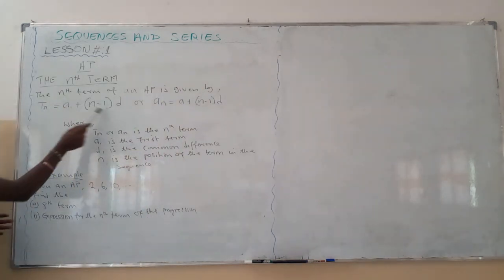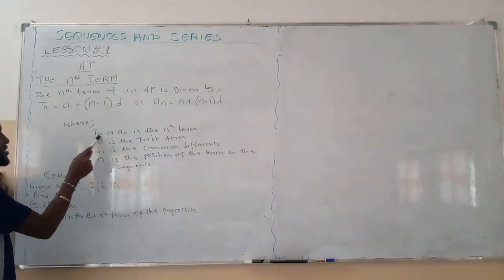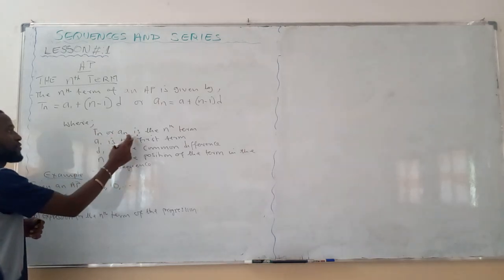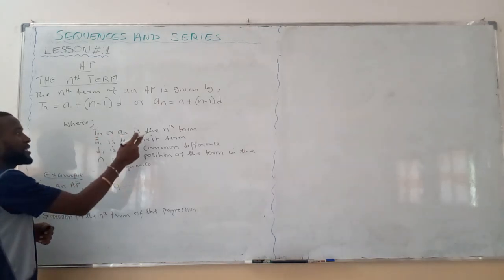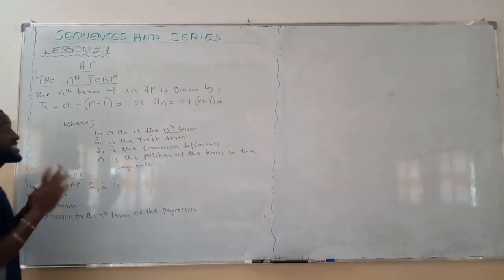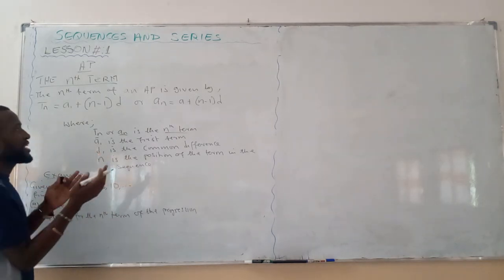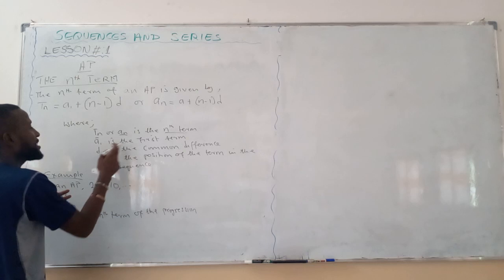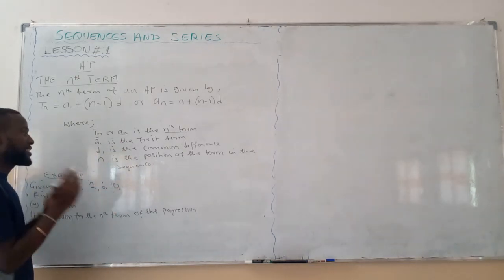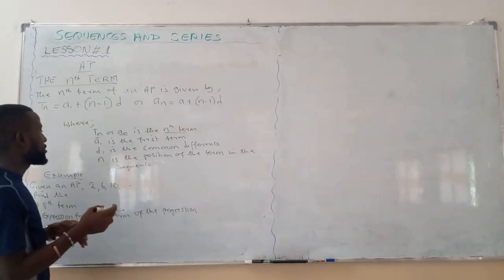Now, what does each letter stand for? Tn, this capital letter T with a small letter n, stands for the nth term. A1, or sometimes just written as A, is the first term. Always remember, it is the first term. D is the common difference.